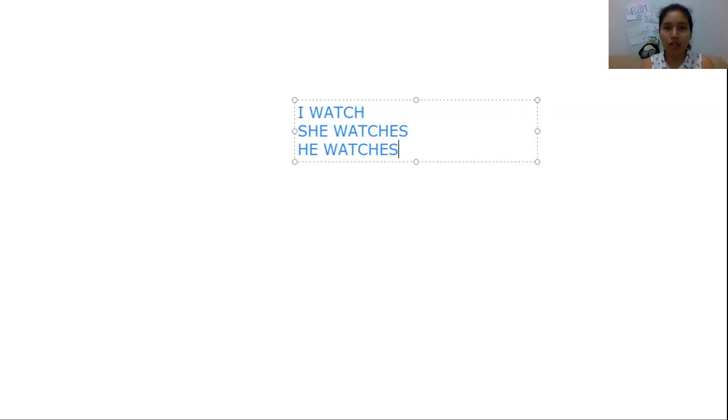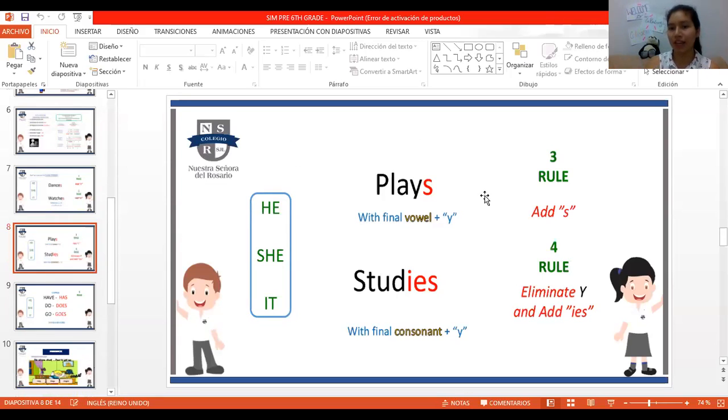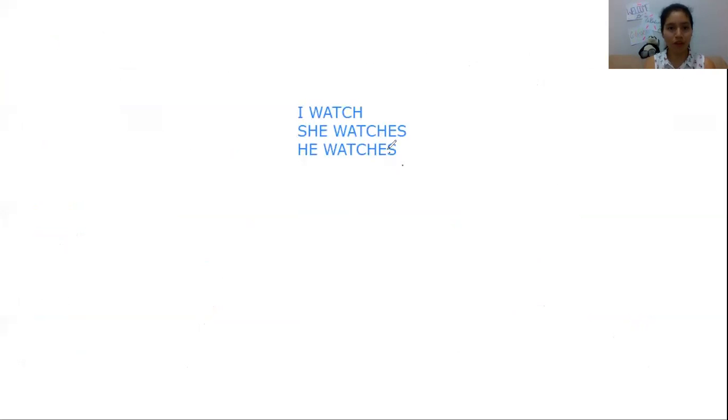Then we have here, for example, with play, you add an S also. With final vowel plus Y. And with final consonant plus Y, you eliminate the Y and add an S. Okay? Like this.